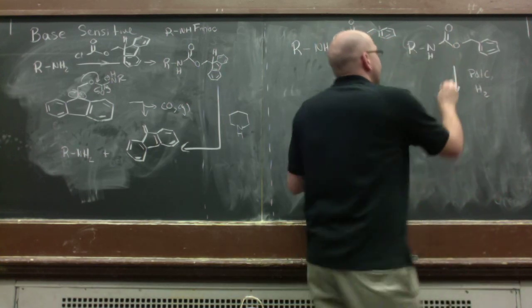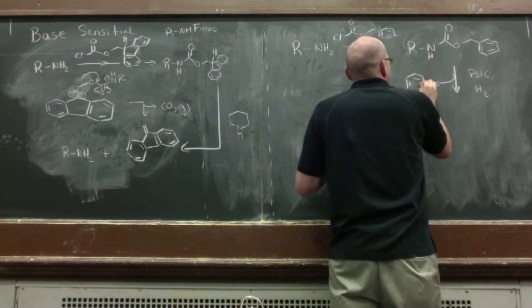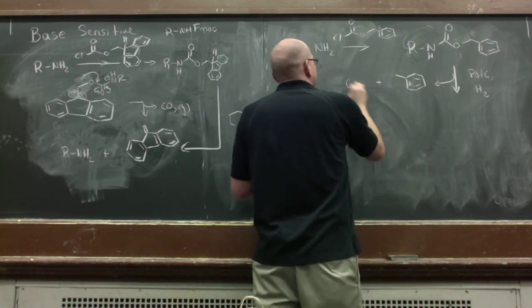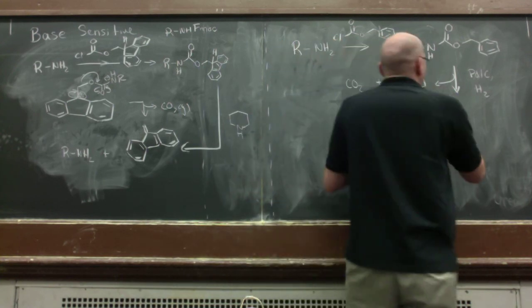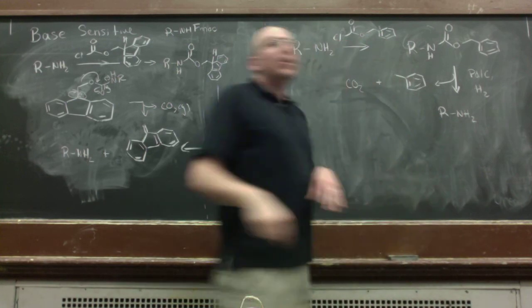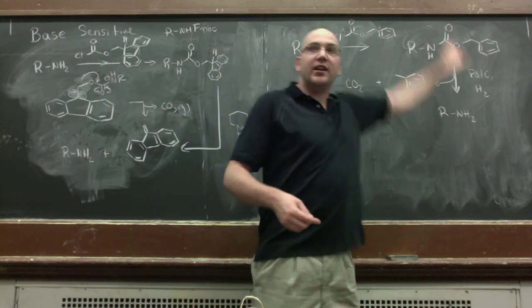The net result in this process is toluene as well as CO2. Toluene is a solvent you can pump off, and then again you get your NH2. And so again, what we've seen here now is three classes of protecting groups, right? We've seen acid, we've seen base, and we've seen hydrogenative.